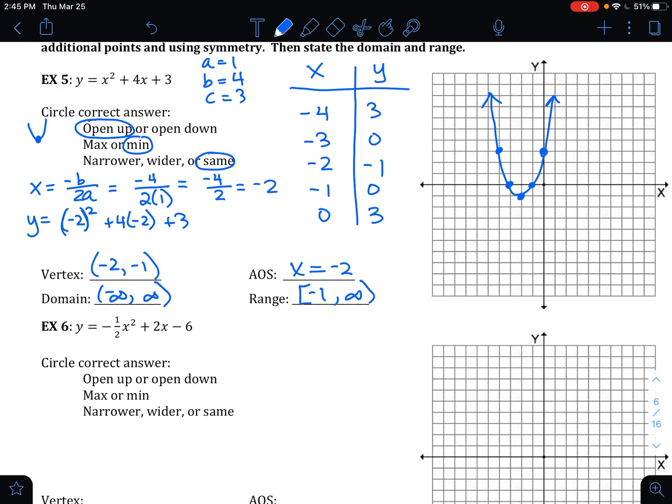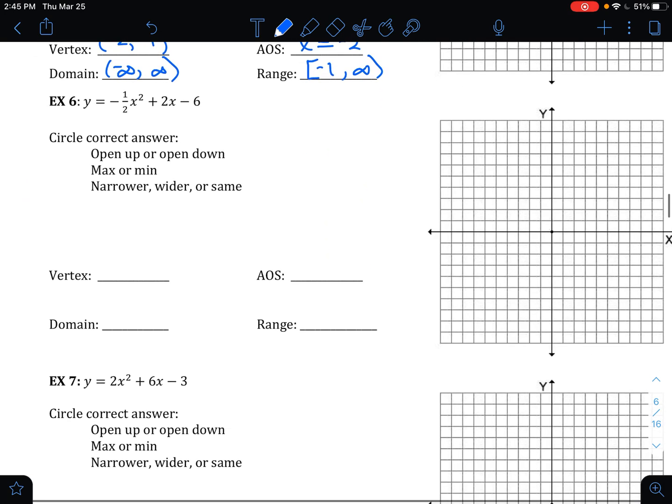If you want to pause it and try the next one, you can. I'm going to keep going, so if you want to listen, that's fine. Otherwise, pause and come back.